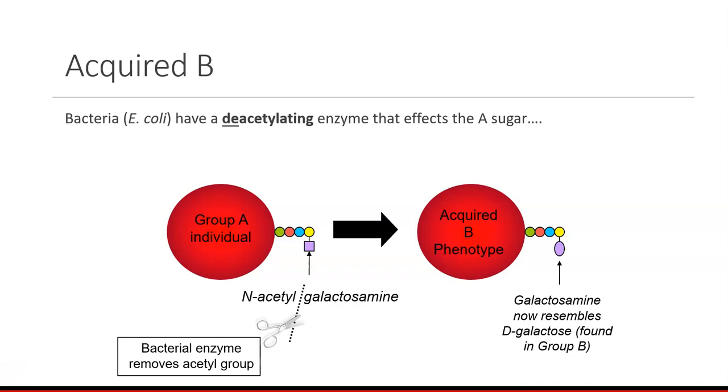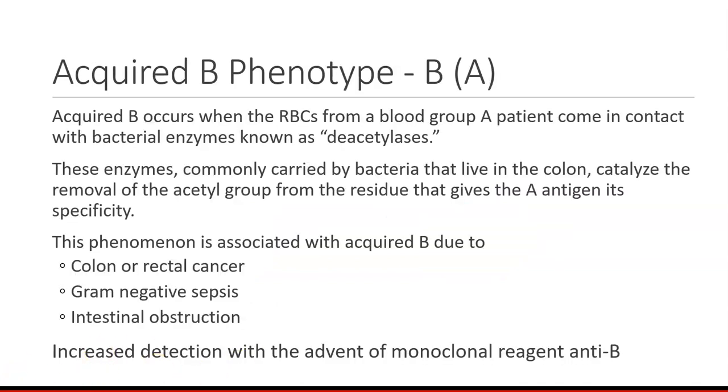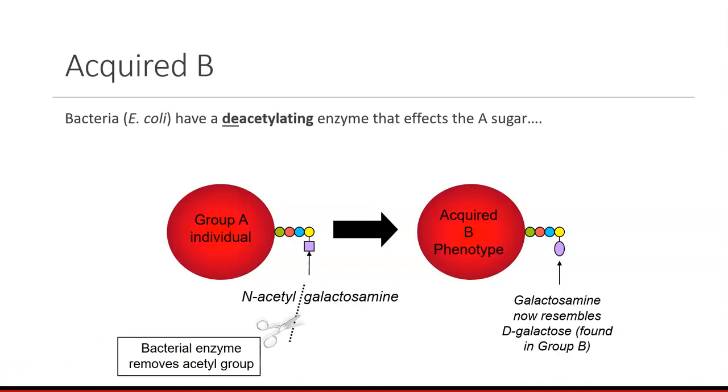So this is a nice little picture. It shows this bacteria, E. coli. It has a deacetylating enzyme that affects the A sugar. So you see it there. It will snip off the acetyl group from the N-acetylgalactosamine, and now the galactosamine resembles D-galactose as found in group B people. But it's not exactly the same, which causes a weaker than normal reaction.